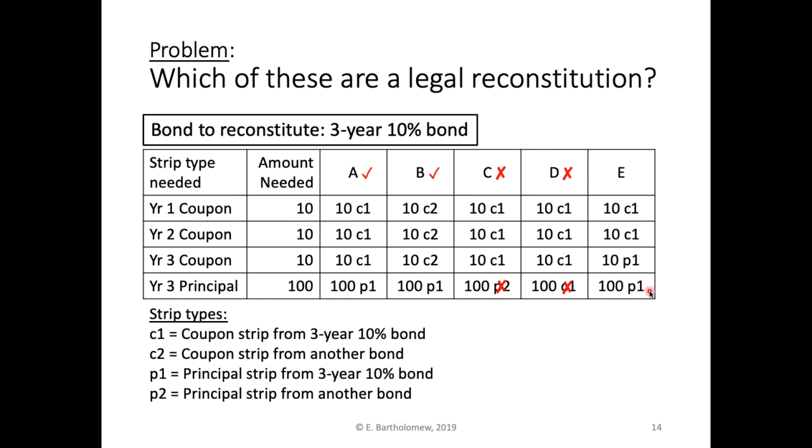And then finally, what about this one? Suppose we do have the principal strip from the original bond, but we use that also for the third-year coupon payment. Well, that's also not allowed, so that's illegal. The coupon strips can be from any bond, but they must be coupon strips. The principal strips must be the principal strip from the bond that you're reconstituting. So hopefully that clears that up.